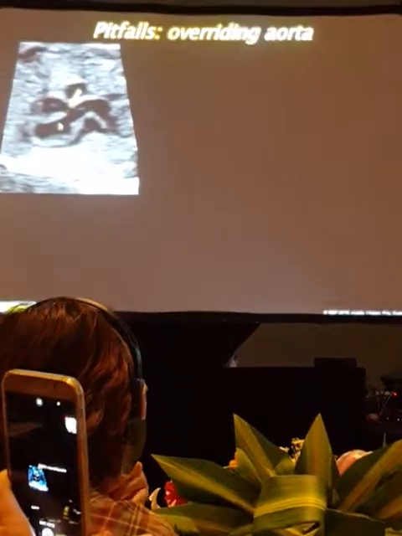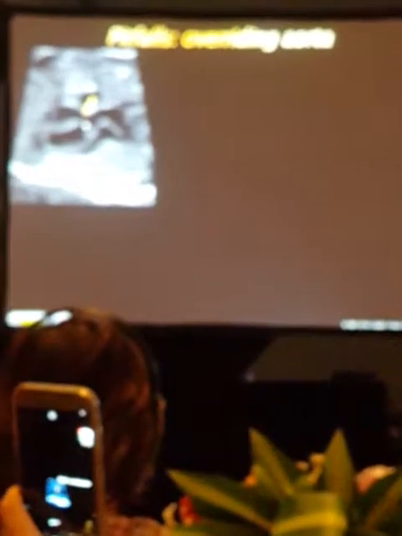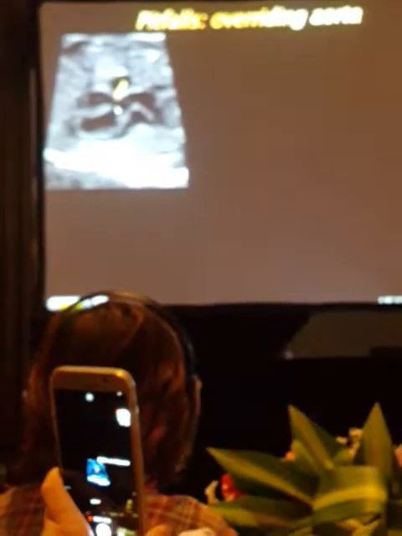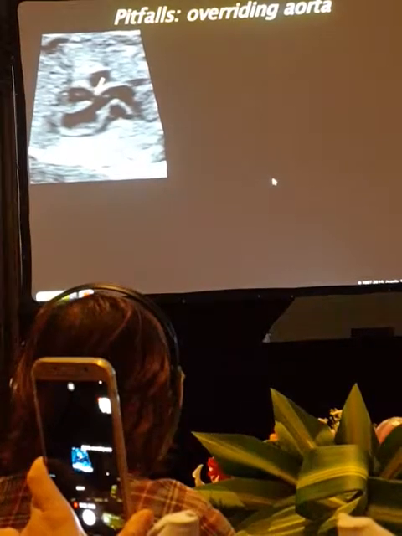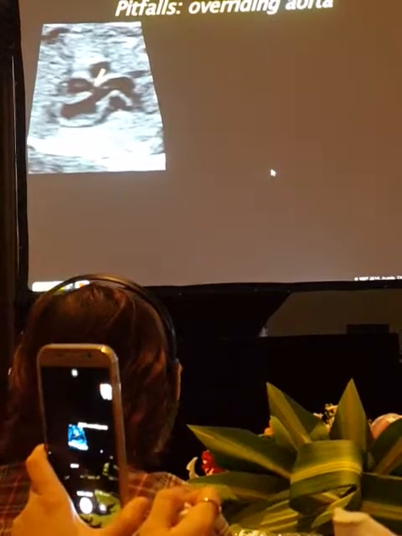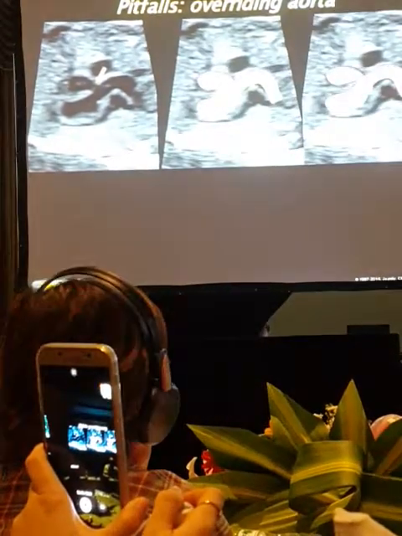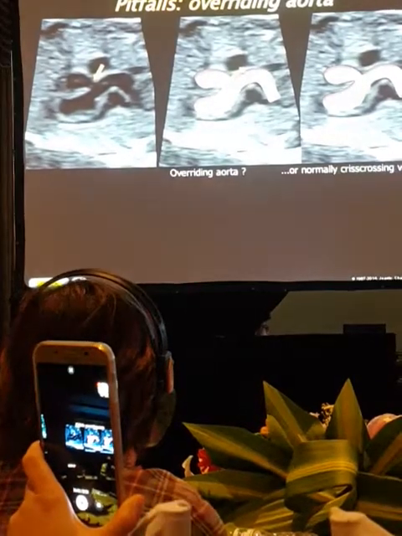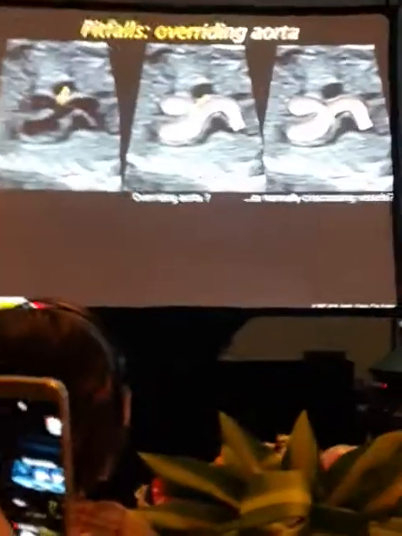Now, this is a dangerous image. Is this a ventricular septal defect? Is this a tetralogy of Fallot? Or is this a normal example? Who says this is normal? Who says this is abnormal? Okay, not too many. So it could be one of two things. It could be that this is an overriding aorta, or it could be this is a crisscrossing of the pulmonary and the aorta. And how do you know one from the other?